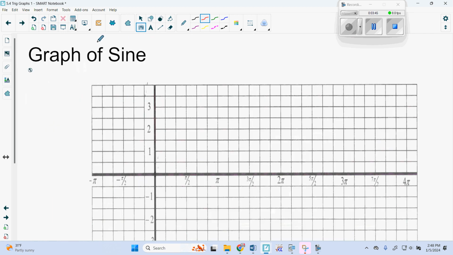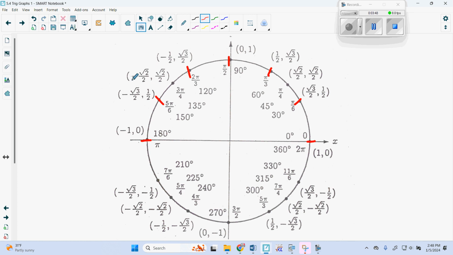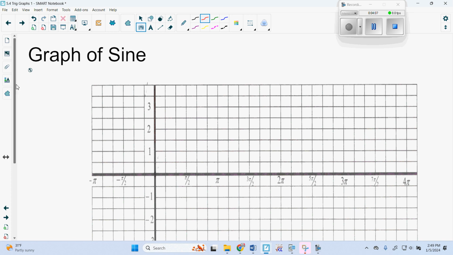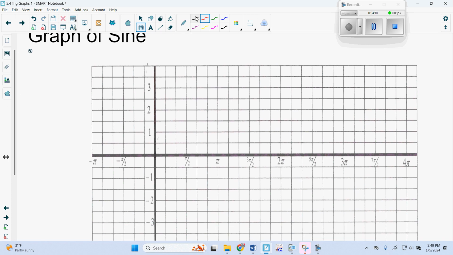Now, if we want to graph sine, you may want to get out your unit circle, because I'm just going to go around these points fairly quickly. The sine of pi over 6 is 1/2, the sine of pi over 3 is square root of 3 over 2, the sine of pi over 2 is 1, and so forth. So we're going to want to put these points on our graph. Sine starts at 0. At pi over 6, it is at 1/2. Pi over 3, it's at square root of 3 over 2.